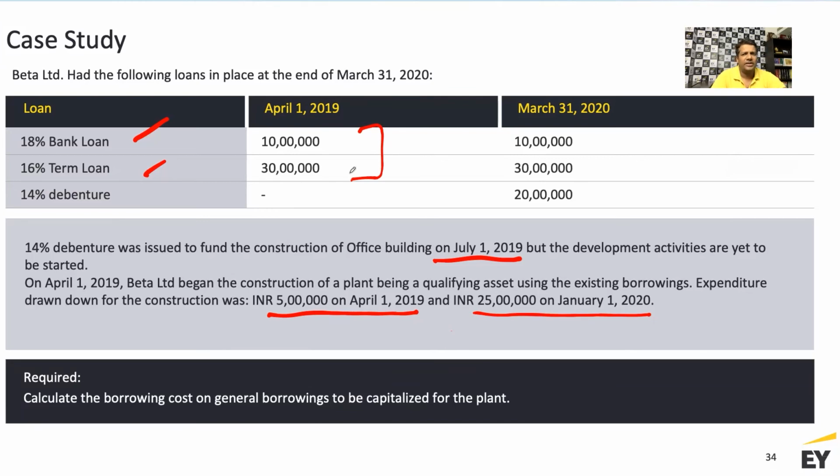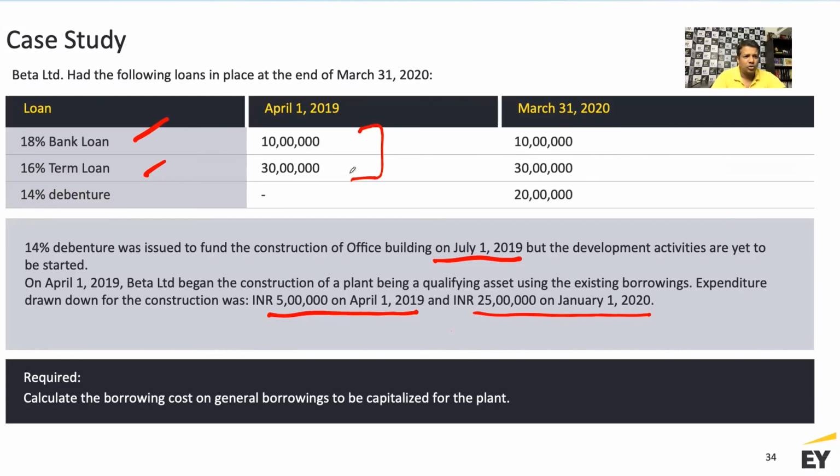What is the rate of interest at which I borrowed money? 18% and 16%. Then is this a specific borrowing or a general borrowing? This is a general borrowing, right? What was the specific borrowing here? The specific borrowing which I did for the purpose of this office building, which I have not yet started deploying.